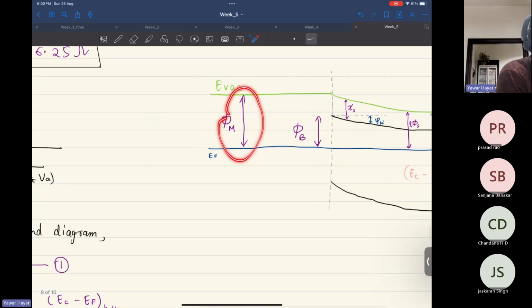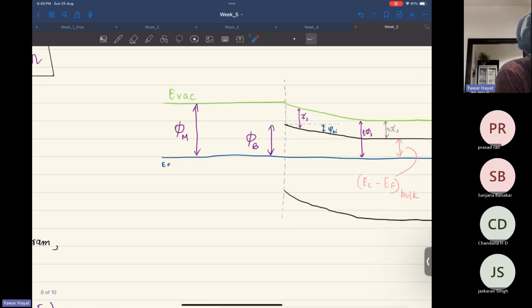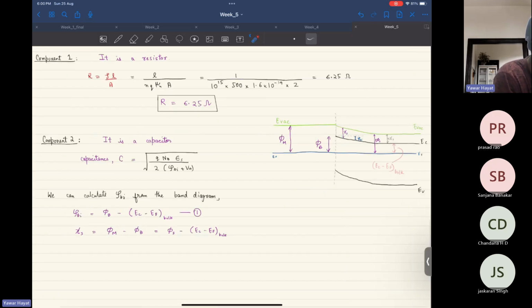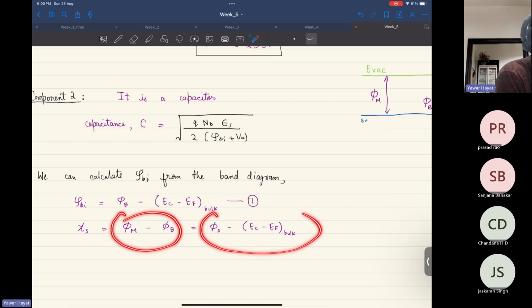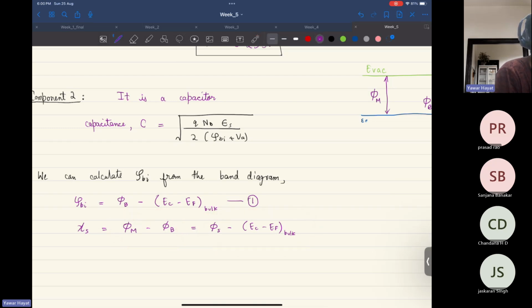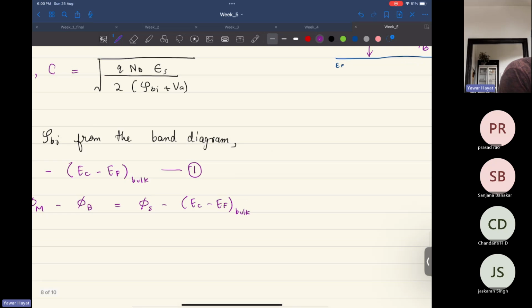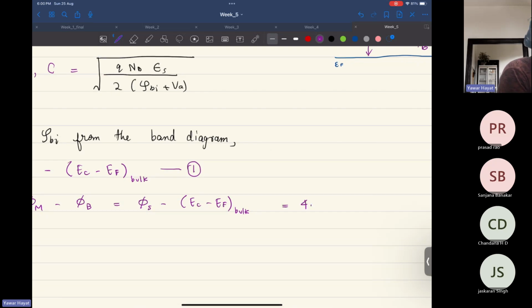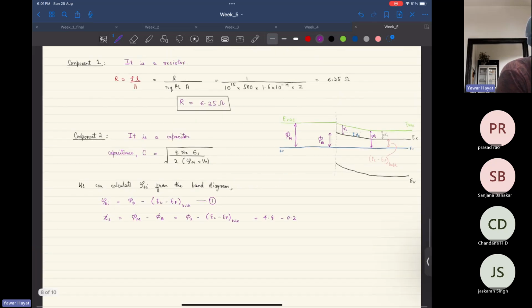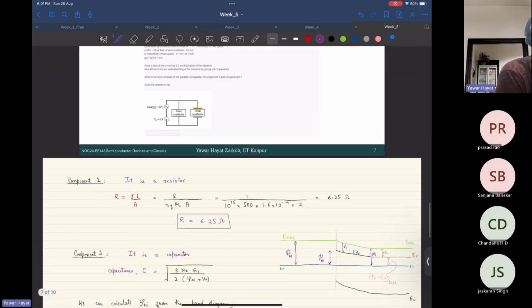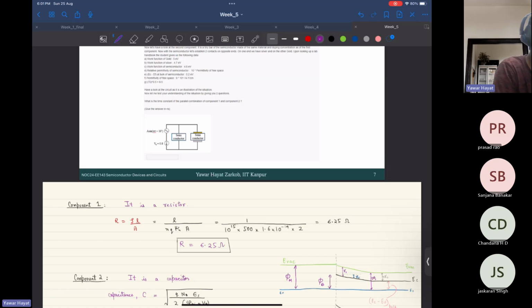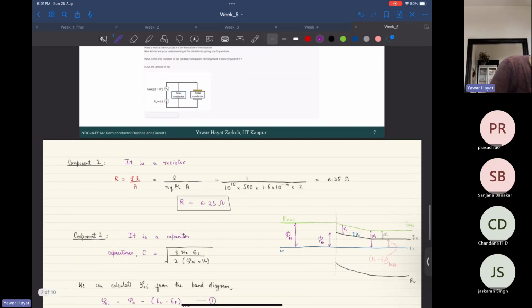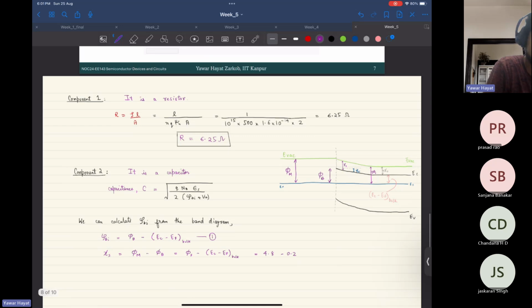So as I said, this phi m minus phi b is chi-s, which is nothing but q phi s minus EC minus EF bulk. That's why I wrote phi m minus phi bulk as this, right? This makes sense. So now I'll plug in the values. If you plug in the values, you'll have the following. This would be 4.8 minus 0.2. How is this 0.2? EC minus EF. You can use that formula, right? This EC minus EF, express this in terms of the given quantities, right?